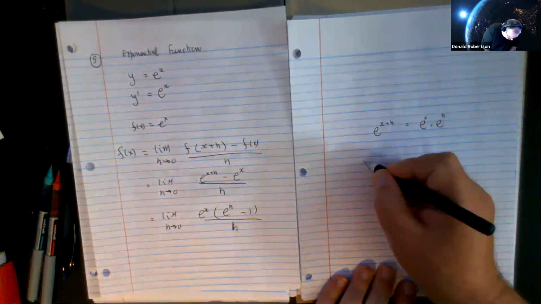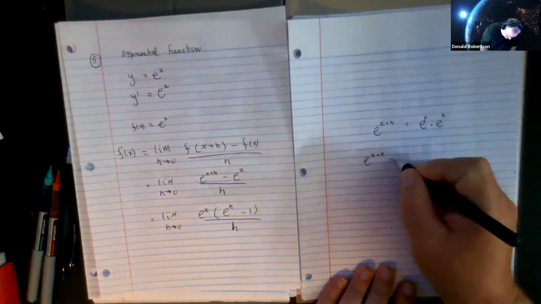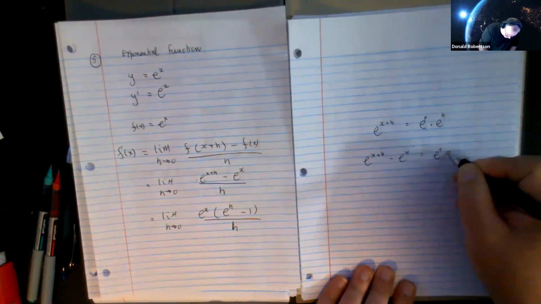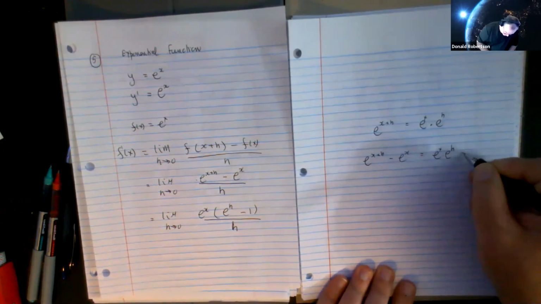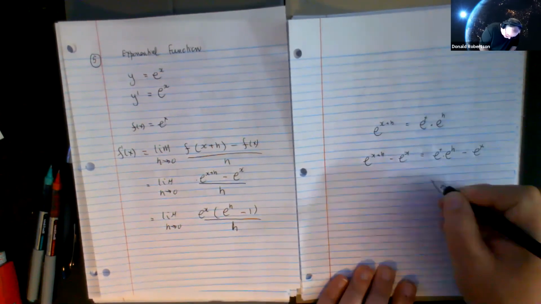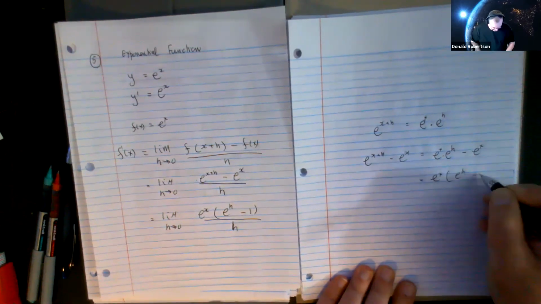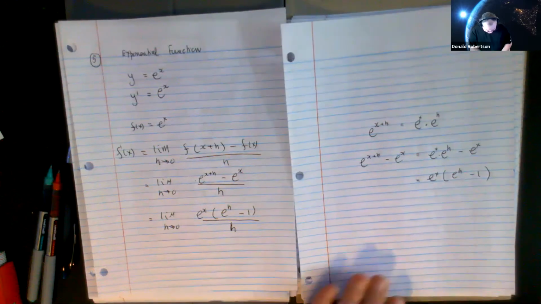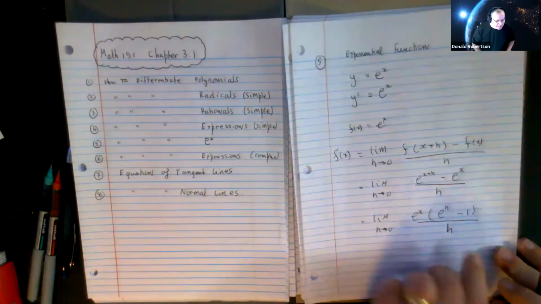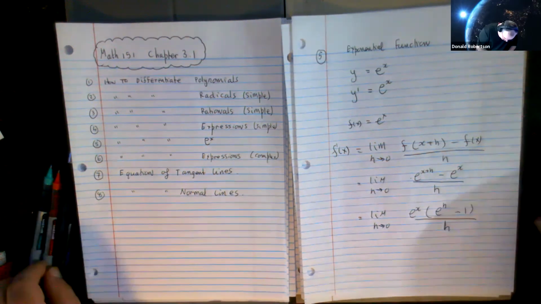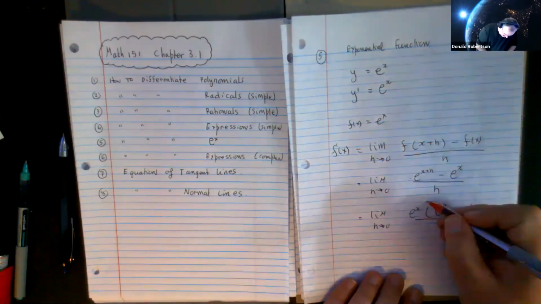So if I did e to the x plus h, take away e to the x, I could have written it as e to the x times e to the h, take away e to the x, and then I can pull out an e to the x as a common factor. So hopefully I've convinced you that that's allowed. So far, so good. Now, the troublesome part.